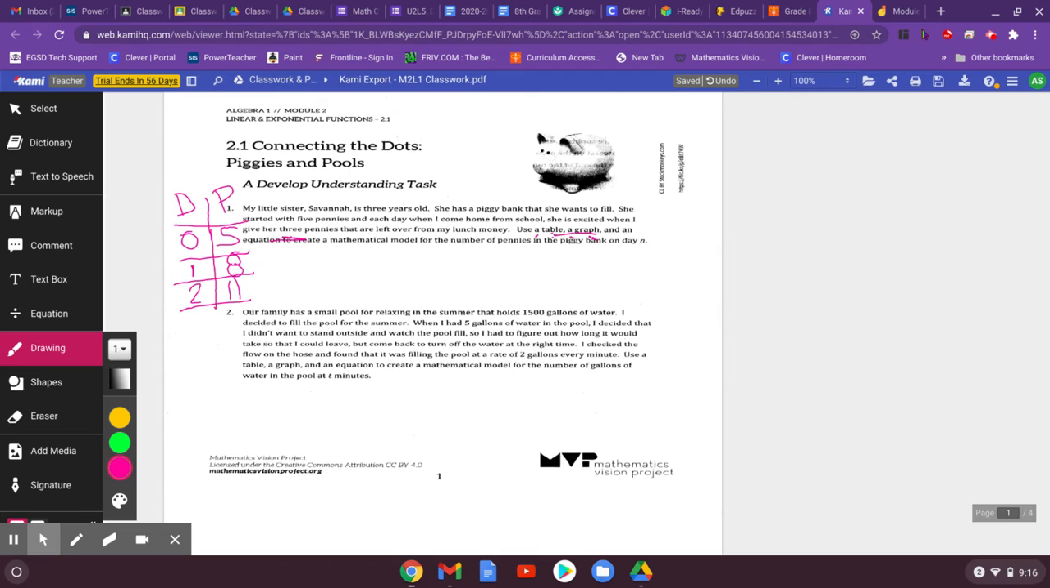So here's the start of my graph. I'm actually going to do my graph on the Jamboard so that it's a little bit easier to read. But let's go ahead and do my equation next. If you want to do the recursive, f of 0 equals 5, f of n equals f of n minus 1, and what am I doing each time? I'm adding 3 pennies each day. So that makes my explicit equation, f of n equals, starting with 5, and then I'm adding 3 repeatedly.